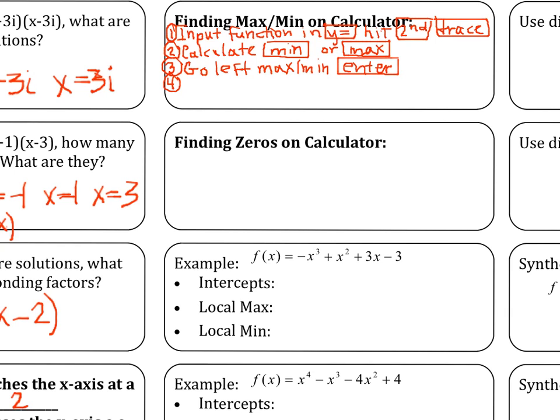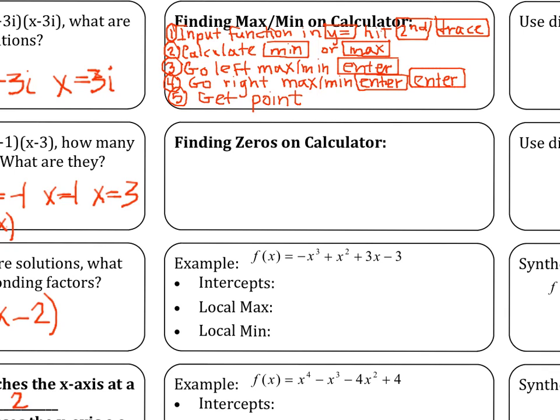The fourth thing you want to do is then go right of your max or your min, and then you're going to enter twice. That second enter actually does the calculating. And then the fifth thing, finally, you'll get your point. And that'll be listed down at the bottom of your screen. So that's how we find the max and the minimum. Make sure you have those directions written down. You can try it on your calculator and see if you can get the bottom ones right, but we will talk about it in class.